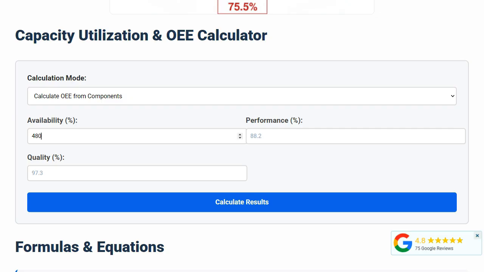For example, enter 480 minutes planned time, 420 minutes actual runtime, 1 second ideal cycle time, 2,000 total pieces, and 19,000 good pieces. The calculator will show your availability percentage, performance percentage, quality percentage, and your overall OEE score. Results above 85% are considered world-class performance.